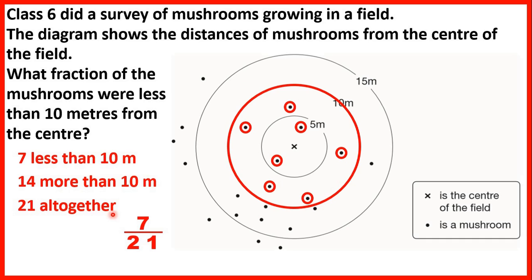Now 7 plus 14 is 21. So there were 7 less than 10 metres and 21 altogether. So as a fraction, we have 7 over 21, because remember, the numerator is how many we have and the denominator is how many there are altogether. So our fraction is 7 over 21.